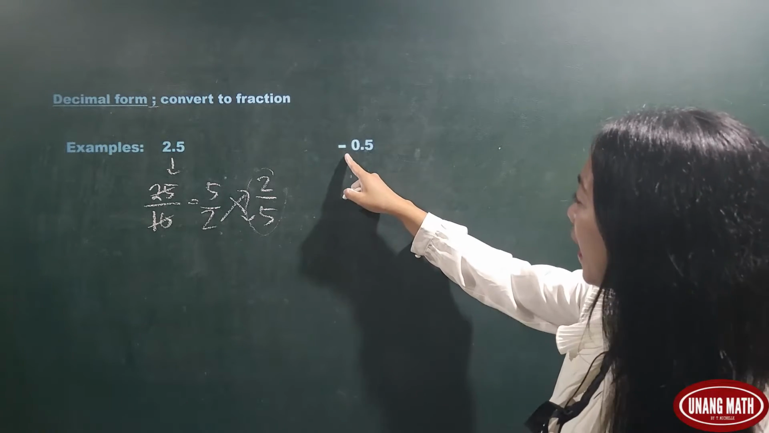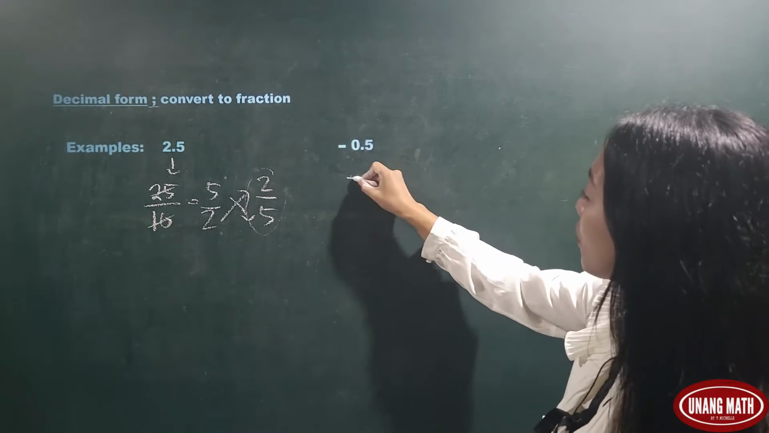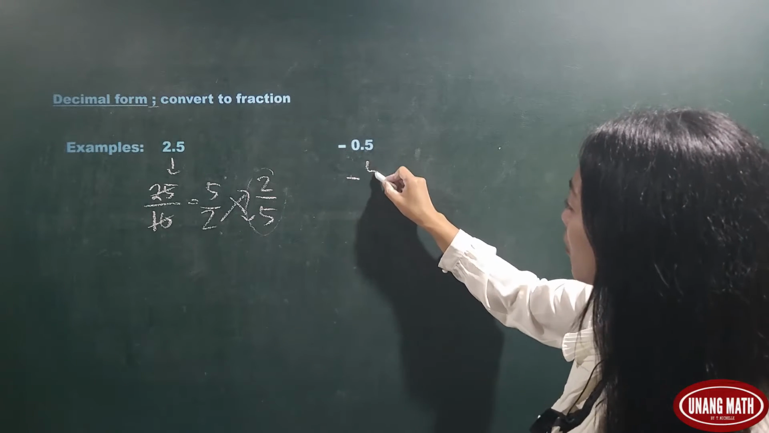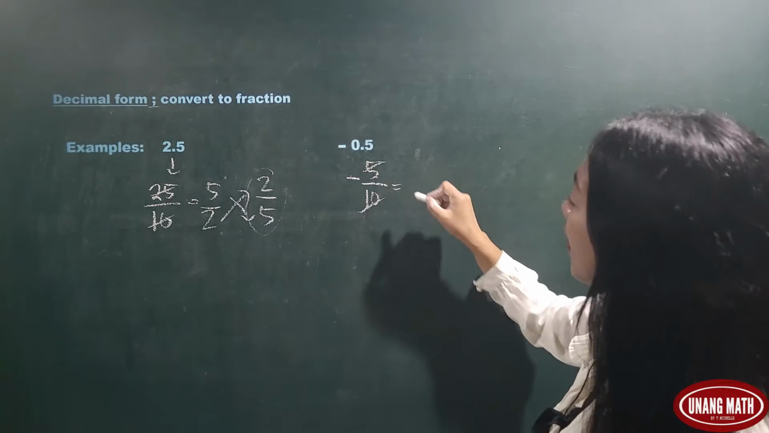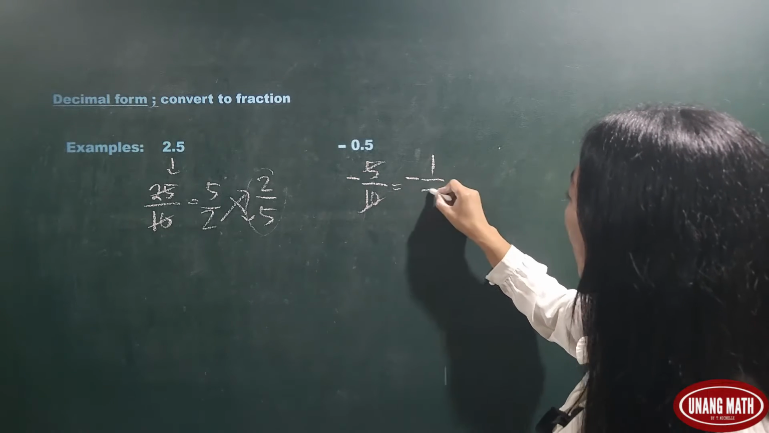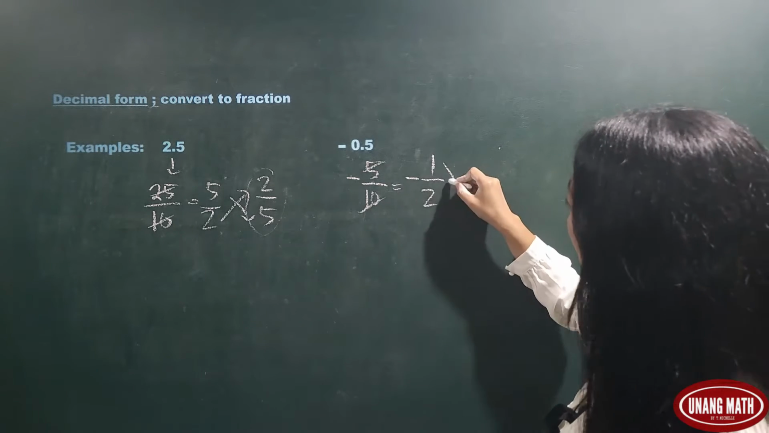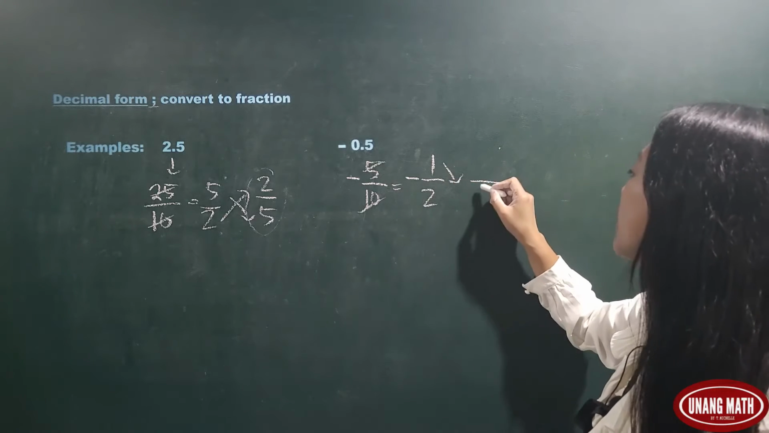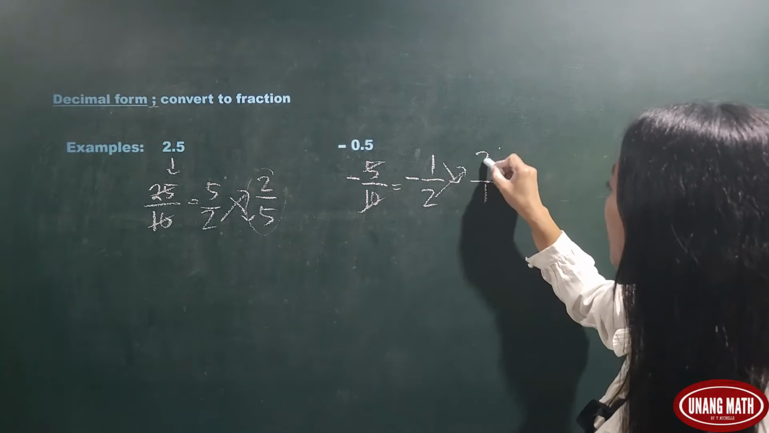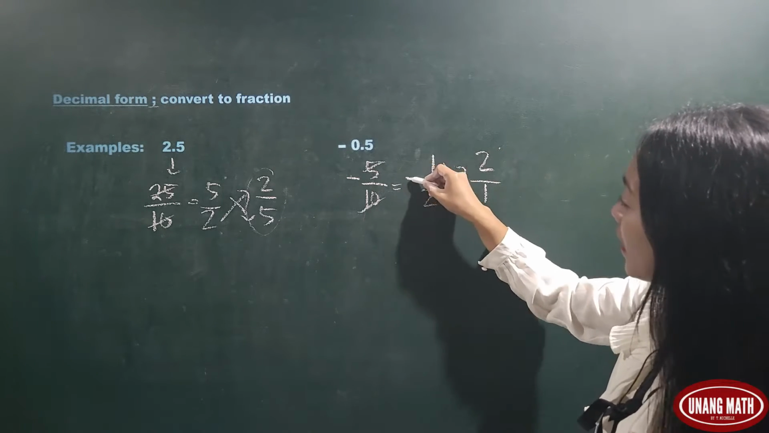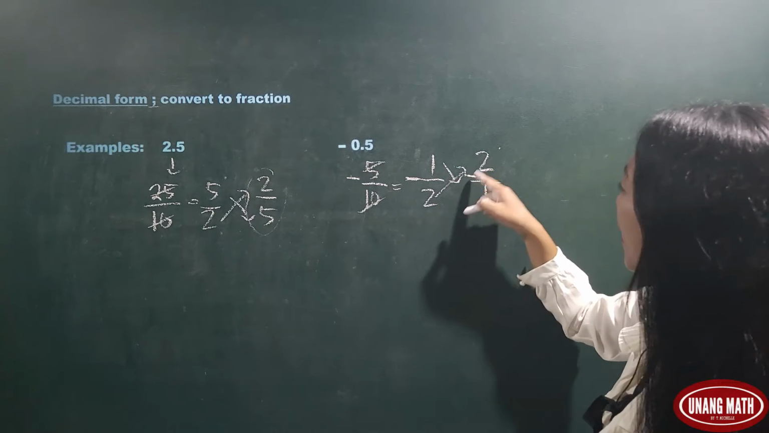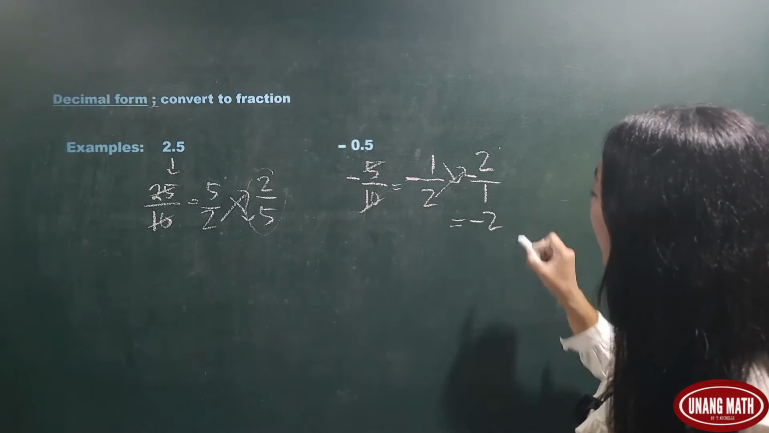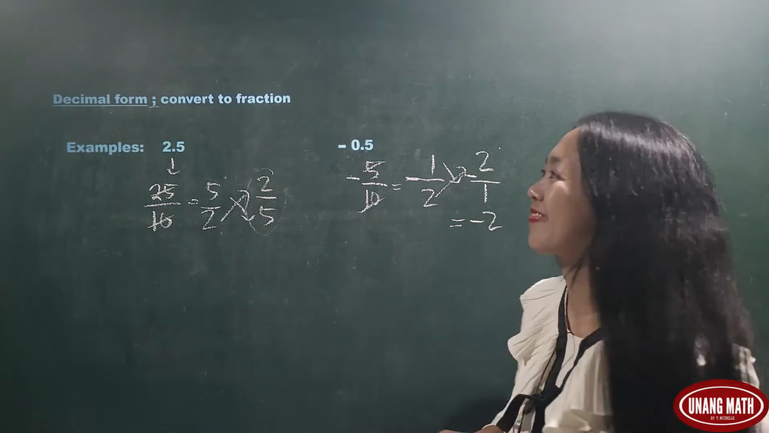Next example, negative 0.5. If we write this as a fraction, negative 5 over 10. Simplify. This is negative 1 half. Get the reciprocal. So 1 is our denominator, 2 is our numerator. Take note, this is a negative number, so the reciprocal is also a negative number. So negative 2 over 1 or negative 2.